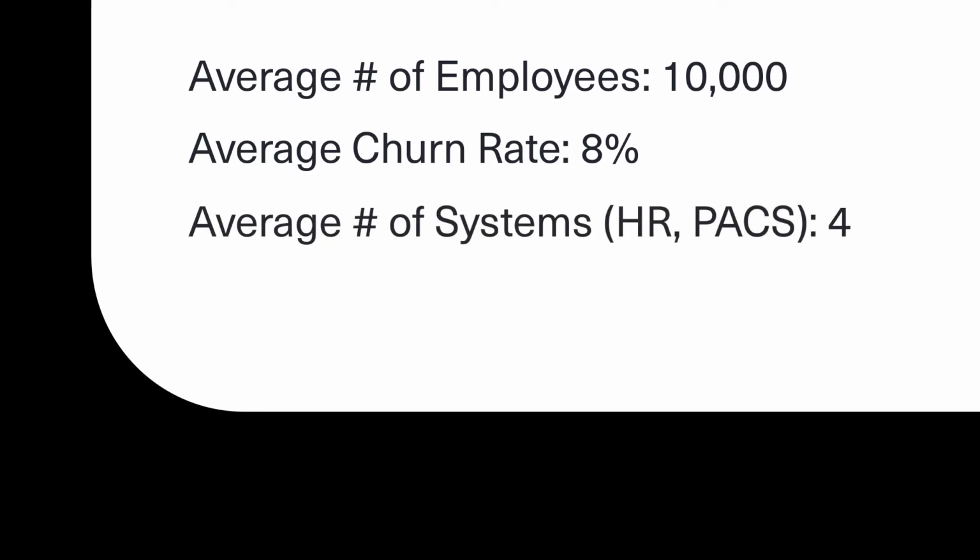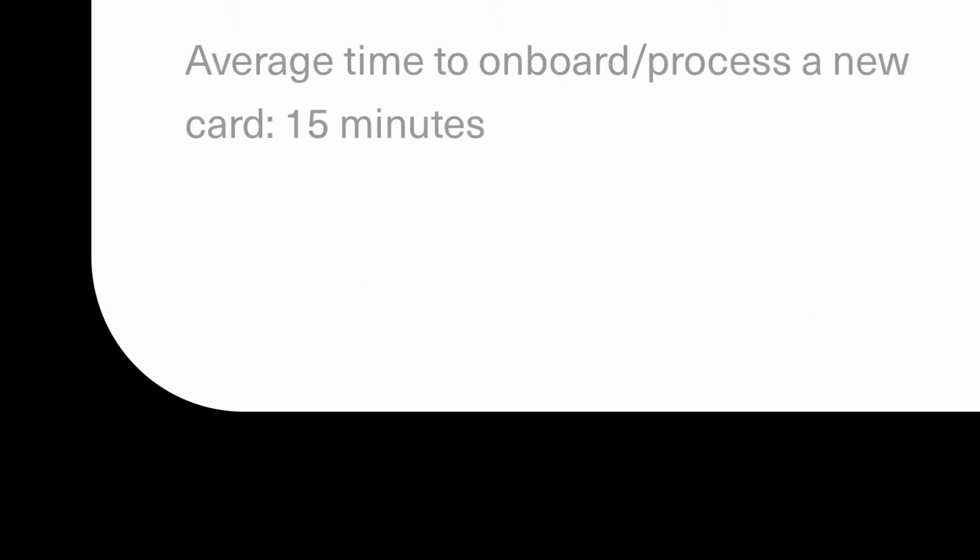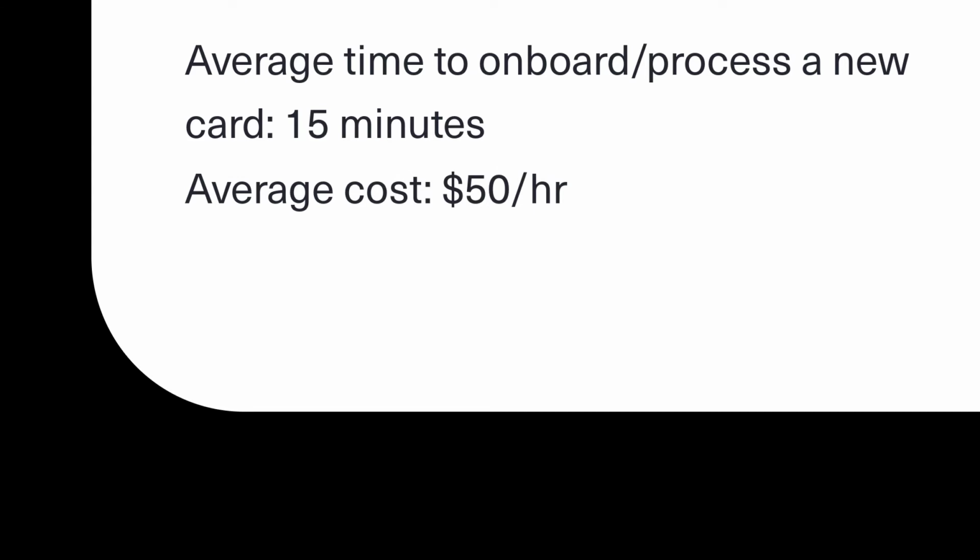The average number of systems in use by large organizations is 4. This could be HR systems and/or multiple physical access control systems where your team manually assigns and provisions identity access. Such systems are usually spread across various locations, where the average number for a large organization is 5. Out of experience, processing a new card takes around 15 minutes on average. A rate of $50 an hour is a typical loaded rate for administration.